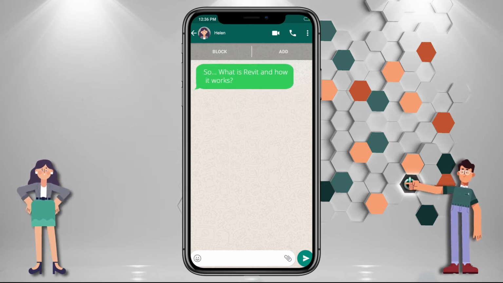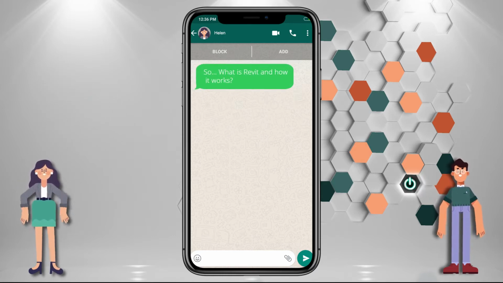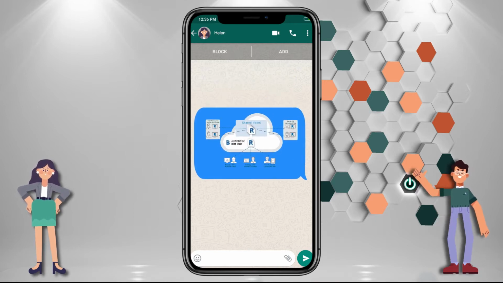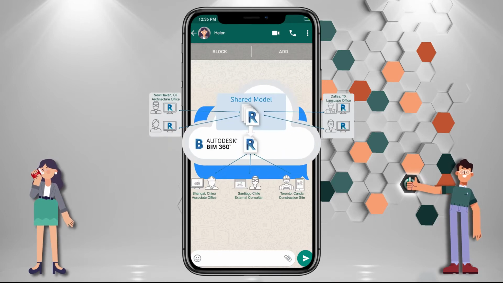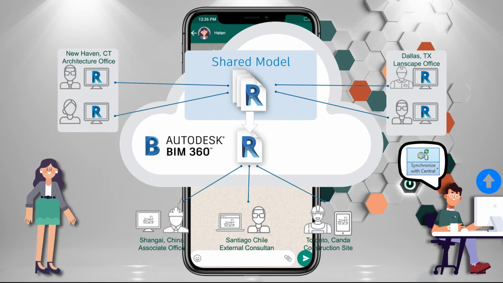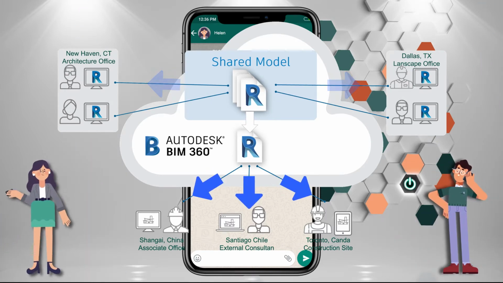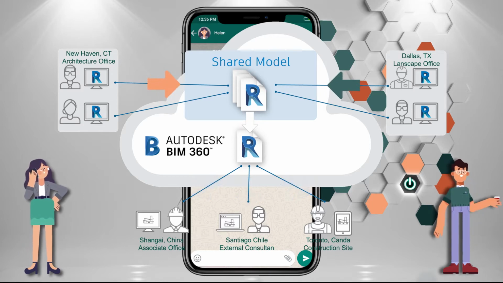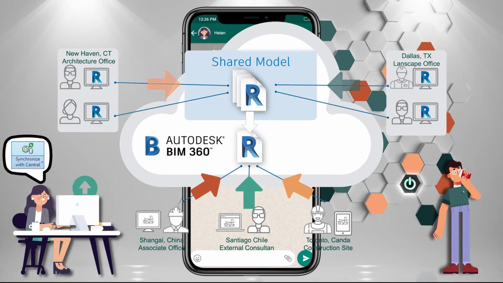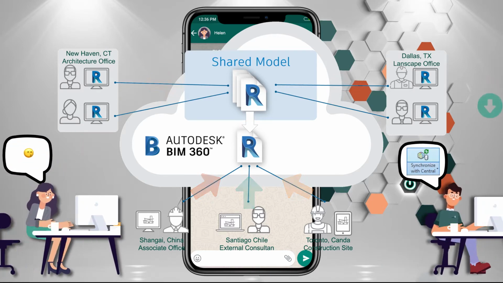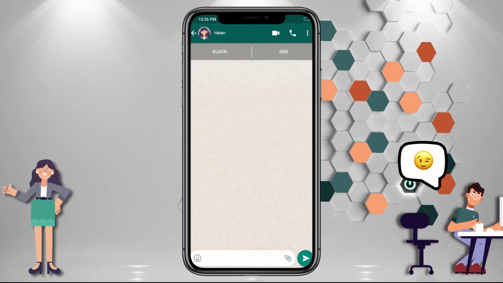So, what is Revit and how does it work? Revit is a single file database, which can be shared among multiple users. Plans, sections, elevations, legends, and schedules are all interconnected, and if a user makes a change in one view, the other views are automatically updated. Thus, Revit drawings and schedules are always fully coordinated.